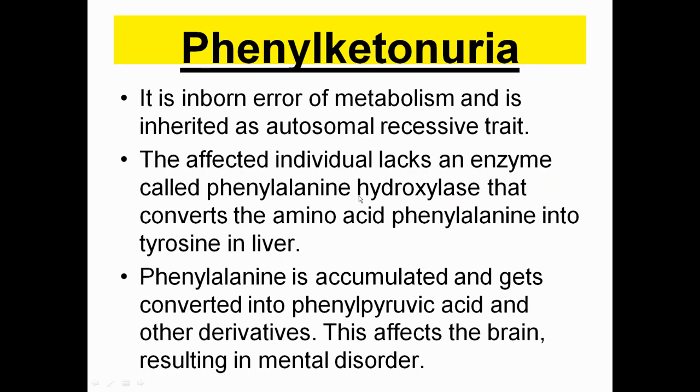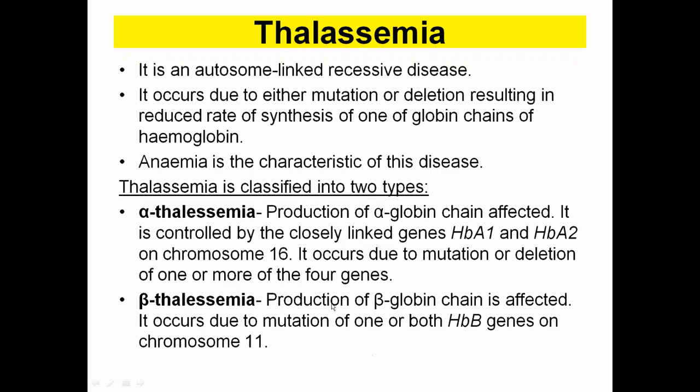Now comes to phenylketonuria. We have already discussed it in part 2 as well. It is an inborn error of metabolism inherited as an autosomal recessive trait. The affected individual lacks an enzyme, phenylalanine hydroxylase, that converts the amino acid phenylalanine into tyrosine in the liver. Phenylalanine accumulates and gets converted into phenylpyruvic acid and its derivatives inside the brain, resulting in lowering of the IQ level, that is, mental disorders in the child concerned.